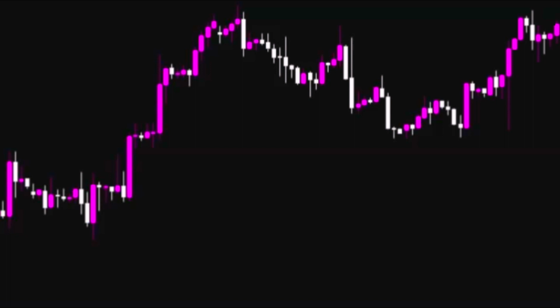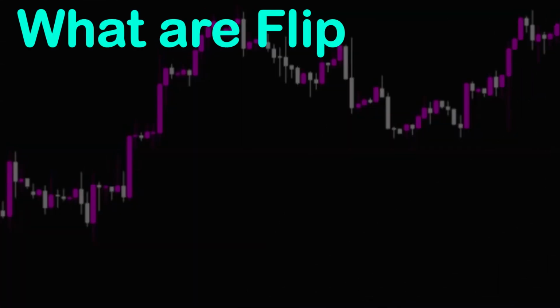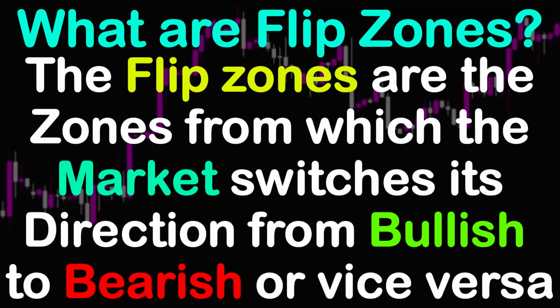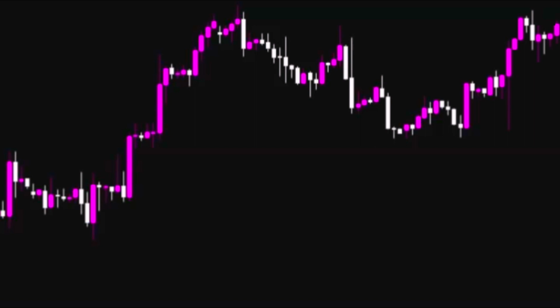Now let us see some of the basics of the flip zones. Firstly, what are flip zones? The flip zones are those zones from which the market switches its direction from bullish to bearish or vice versa. Let us see an example of it.